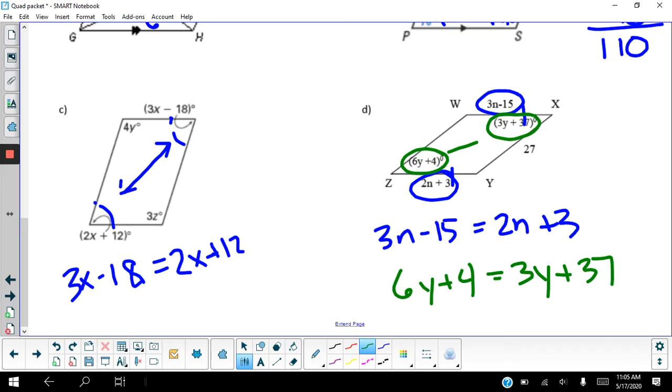You never want to make an equation that's impossible to solve like this. If you went back to this example and you said 3z equals 4y, yeah, those angles are equal, but there's no way to solve this, so you don't want to do that, okay?